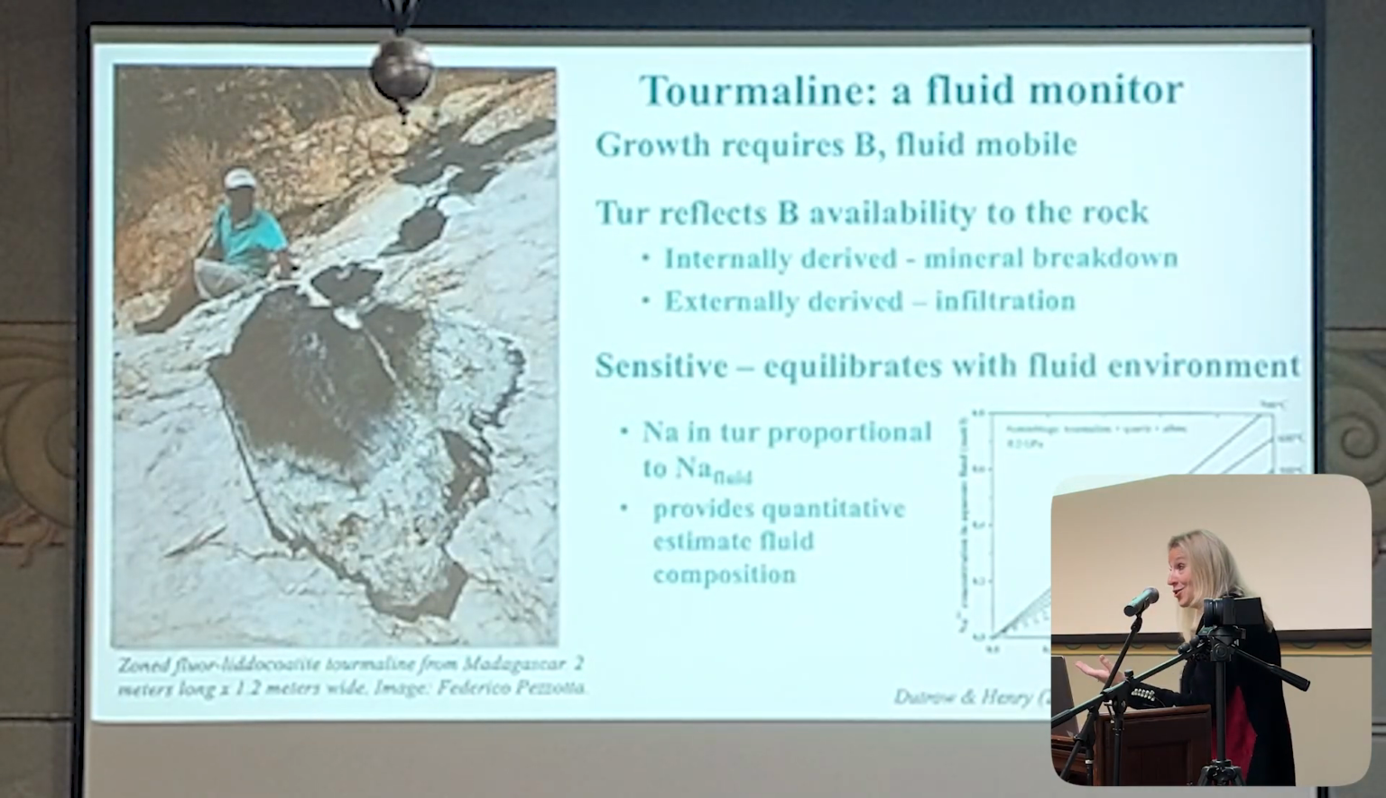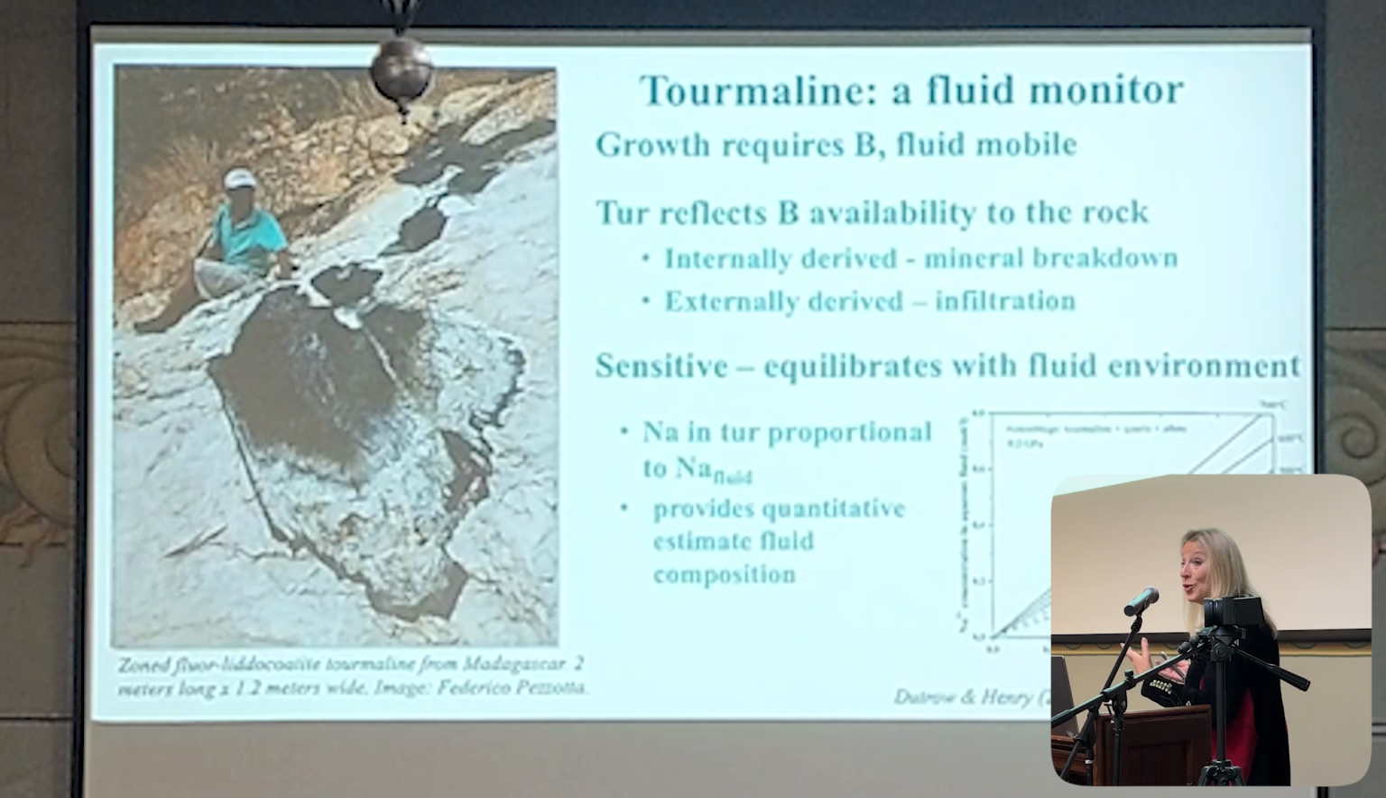So as we know, tourmaline requires boron to form, and boron's a very fluid-mobile element. Excellent response. And indeed, this is a tourmaline crystal. It's about 2 meters long and about 1 meter wide, formed in a very fluid-rich environment with a lot of fluid. And that is a person for scale. It's a full-sized human. It's not a little doll.